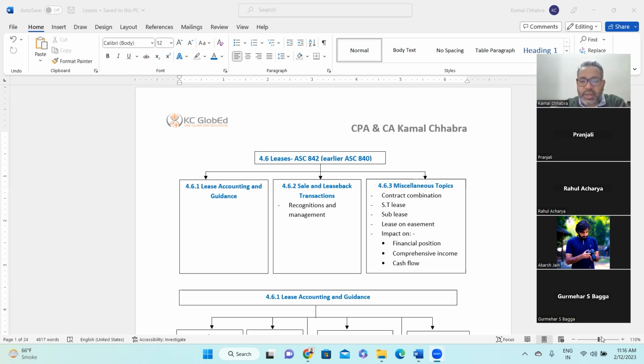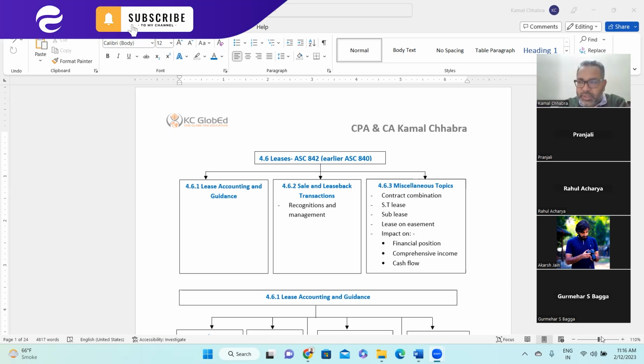In this entire ASC 842, we'll be understanding three major things. First one is accounting of lease and the guidance required for that. Second, sale and leaseback transaction. That's a special category of transaction we'll be understanding. And third, there are certain miscellaneous topics like contract combination, similar to how we studied in ASC 606, right? Short-term leases, subleases, lease on easement, and then impact of lease on financial position, comprehensive income, and cash flow statement. Those all things we'll be understanding in detail.